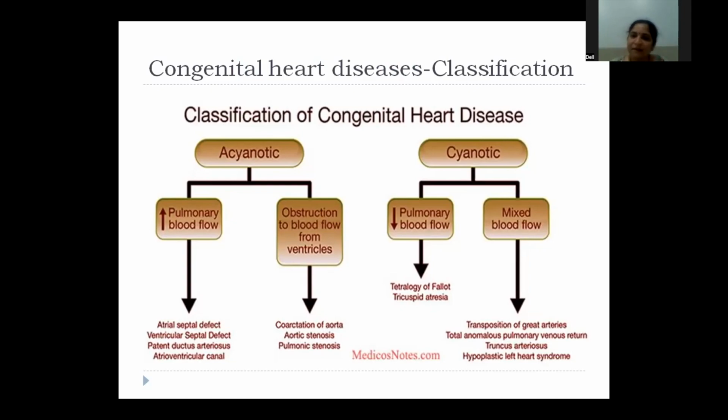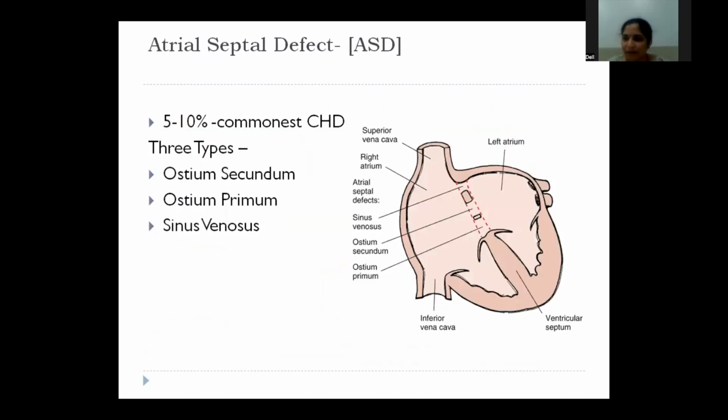Cyanotic heart diseases are classified depending on either decreased pulmonary blood flow or mixing of the blood flow. The most common prototype is Tetralogy of Fallot. Then comes tricuspid atresia, Ebstein's anomaly, and the mixed blood flow conditions are TGA, TAPVC, truncus, and hypoplastic left heart syndrome. We will just see some basic congenital heart diseases in detail because of the constraint of time.